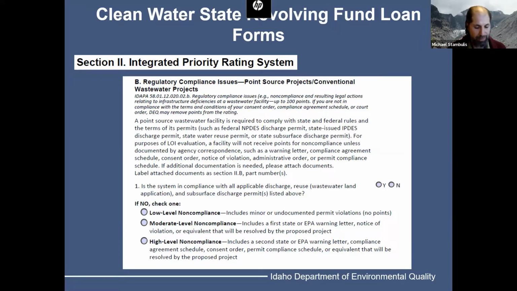We also have reevaluated the way we score compliance issues. One goal of the program, as I keep saying, is to address major issues impacting water quality. One surrogate to score impacts is through non-compliance documents. While it may seem counterintuitive, a system receives more points for larger, more serious compliance issues.